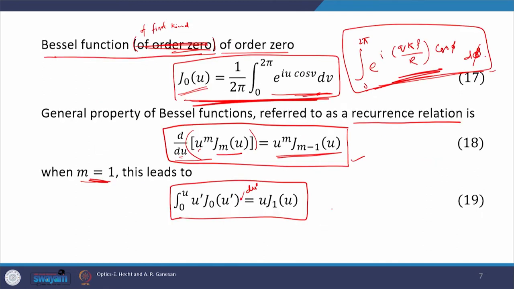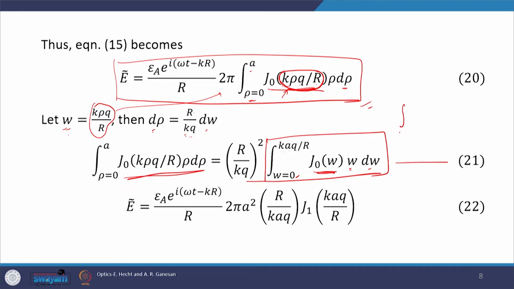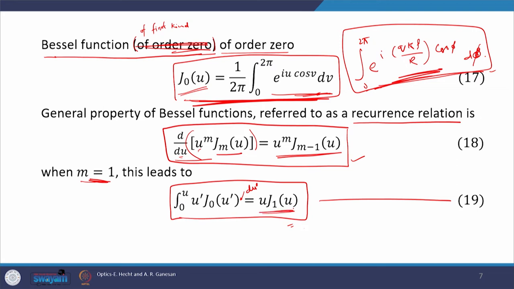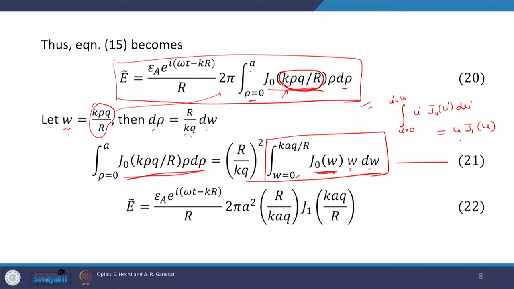Now, let us go back to the recurrence relation which we just looked at a minute before. Let us go particularly to equation number 19. Equation number 19 says that if you have a function varying from 0 to u, with J0 u prime du prime, then this is equal to u J1 u. Let us apply this here. Now, you see that we have J0, and instead of u prime, we have w. This is a one-to-one correspondence now. Therefore, we can use this property here in equation number 21. After using it, equation number 20 reduces to equation number 22, a bit simplified now.